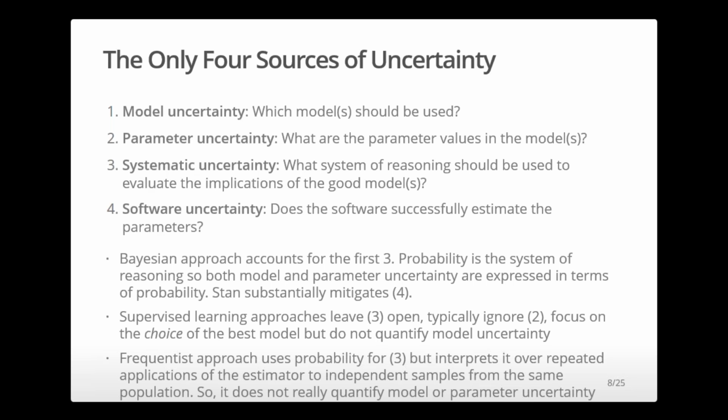So the Bayesian approach neatly accounts for the first three. In particular, for systematic uncertainty, a Bayesian approach always uses probability as the system of reasoning. So the model uncertainty and the parameter uncertainty are expressed in terms of probability. Then there's still software uncertainty, but we're pretty confident that Stan substantially mitigates software uncertainty because it works pretty well, or at least can be made to work pretty well.